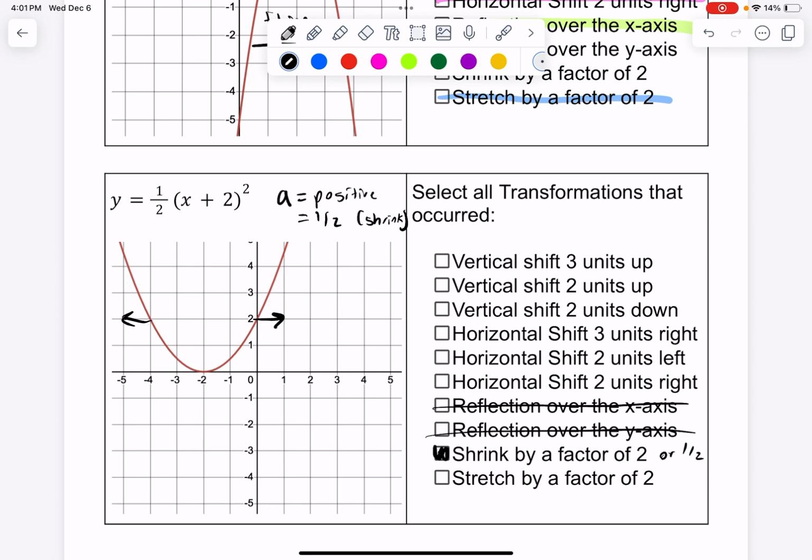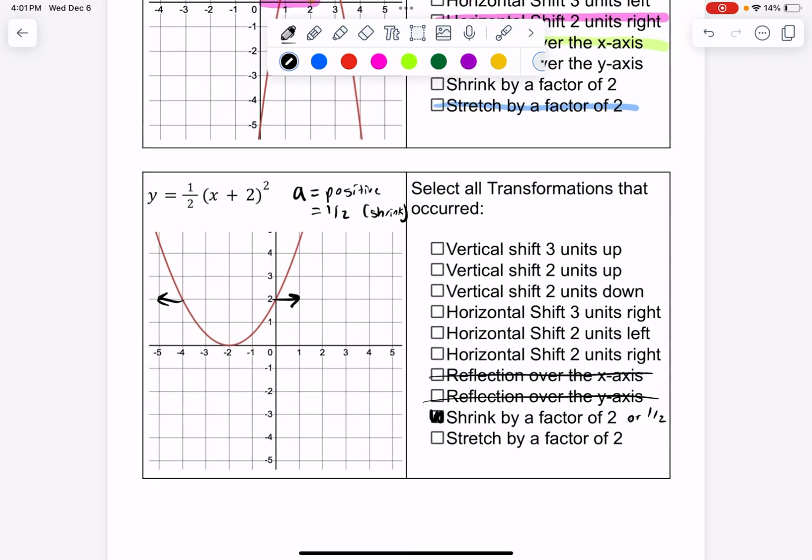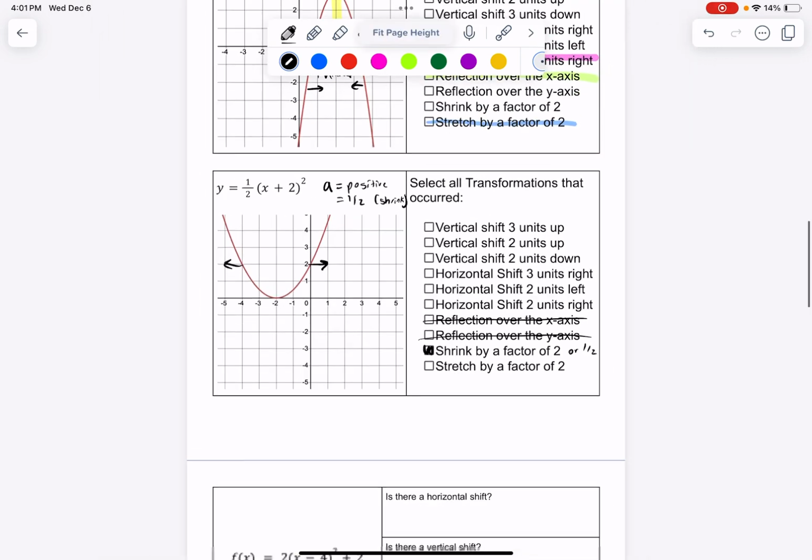Now I want you guys to figure out the rest of them if we have a horizontal or vertical shift. Now that you guys have found it, hopefully you guys saw that the horizontal shift was 2 units to the left. And we can see that in the graph. We see that our graph moves 2 units to the left. And we also can see that because our h value is a -2.